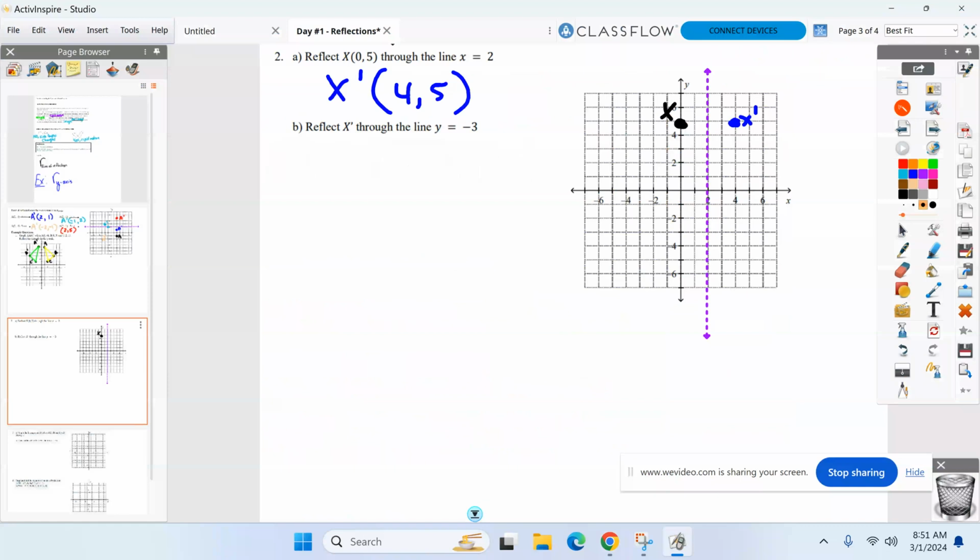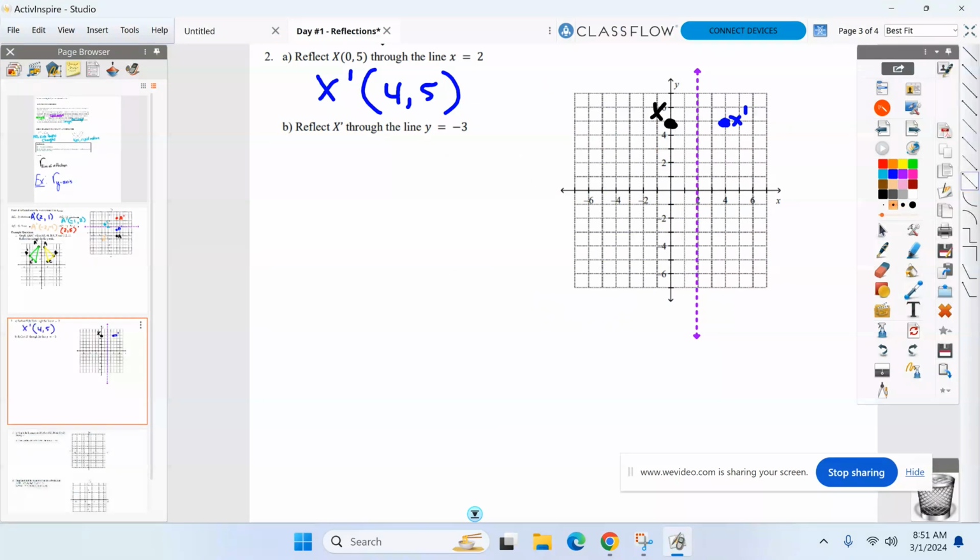Ooh, a little change up now. Please read the directions. Now take x prime. So I'm not going back to x. I'm staying at 4, 5, and now reflecting it through y equals -3. So make sure you know what point you're reflecting. I'm not going back to the original. I'm going back to the image x prime.